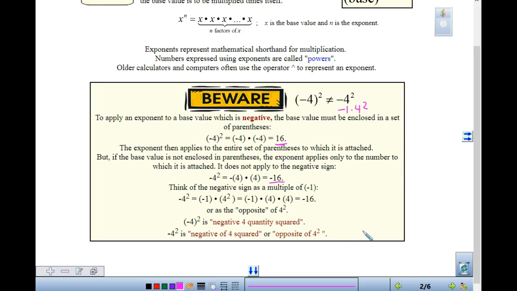It says, thinking of the negative sign as -1 or the opposite of 4 squared. So (-4) in parentheses is read as -4, that quantity squared. This one is read as negative of 4 squared, so the opposite of 4 squared. That's what you're thinking. Okay? So you've got to be aware of that as you are looking at it. So then the properties.